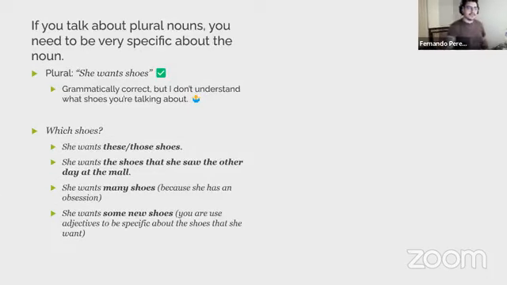That's the way this works. Plural nouns need a specification. That's something you need to remember. Plural nouns need a specification. Always, always, always. Questions about this? Anyone? No questions?